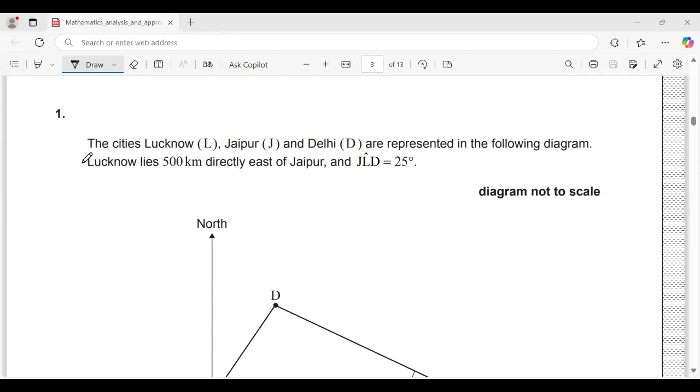Number one, the cities Lucknow L, Jaipur J, and Delhi D are represented in the following diagram. Lucknow lies 500 kilometers directly east of Jaipur, and angle JLD is 25 degrees.